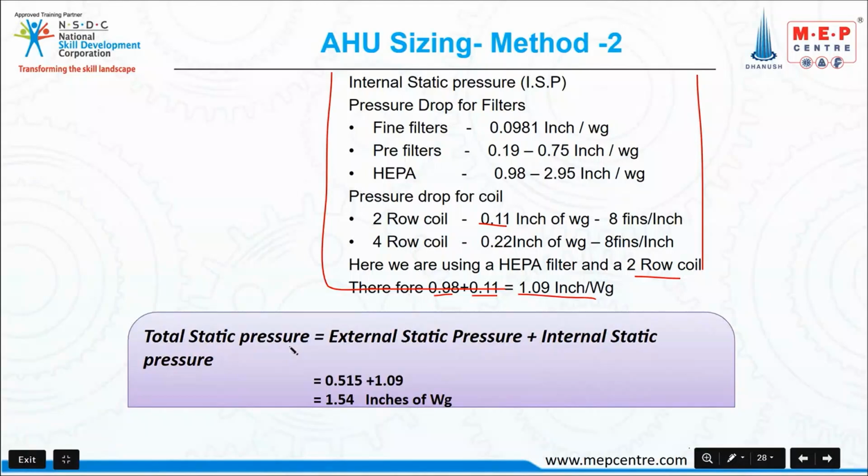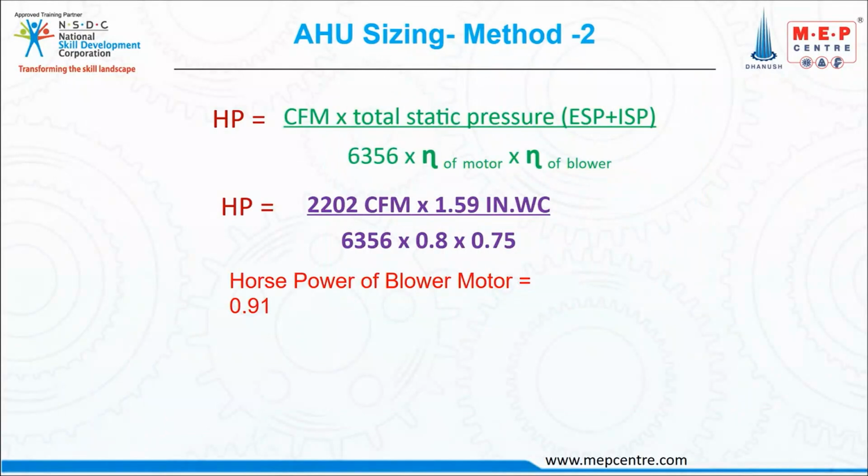Therefore you'll take total static pressure equals external static pressure plus internal static pressure, which is 1.54 inches of water gauge. Now, how to calculate the motor HP to run the blower? run करने के लिए motor HP कितना होना है? CFM into total static pressure divided by 6356 into efficiency of motor into efficiency of blower.